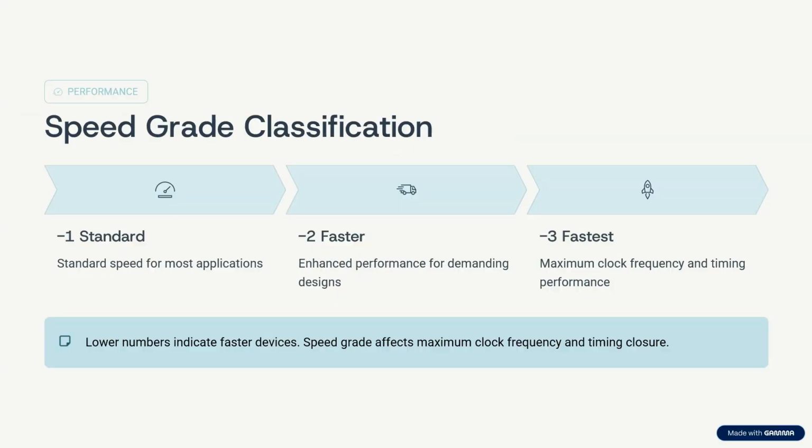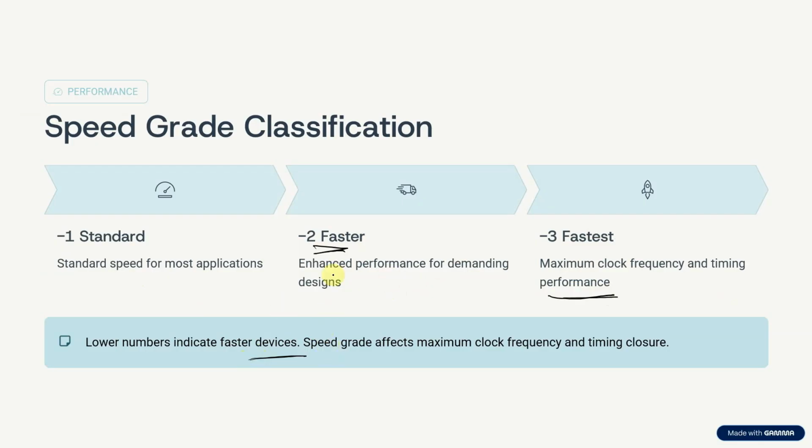Now, next is speed grade. So -1 is basically standard, -2 is much faster, and -3 is maximum clock frequency and timing performance. As you increase this number, your clock frequency, timing, and the speed grade are going to increase. So the lower the number indicates the faster the device.